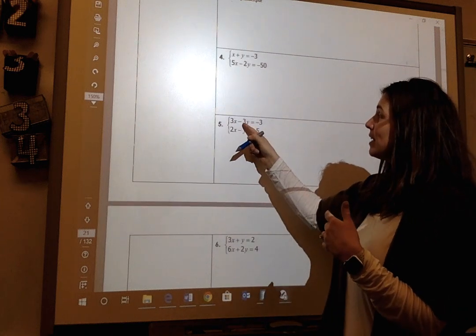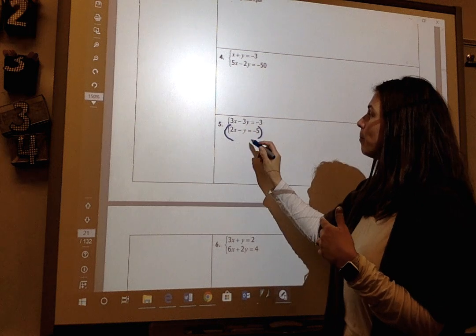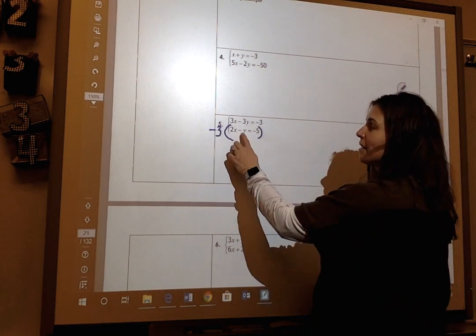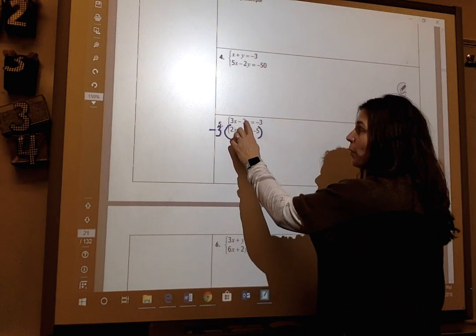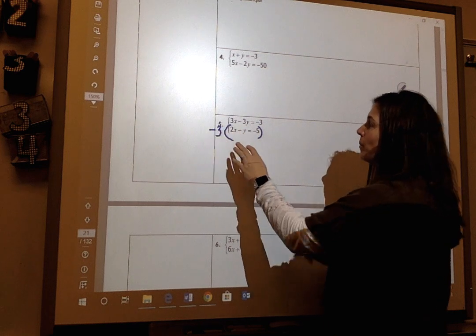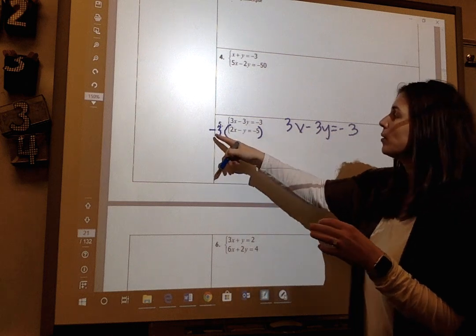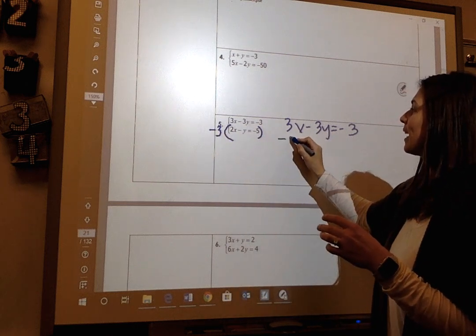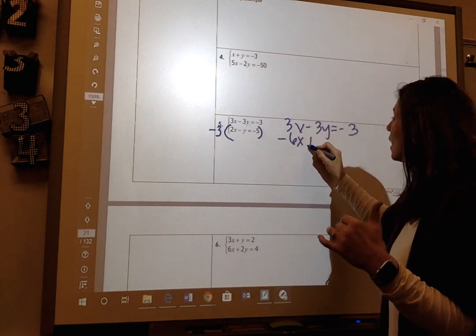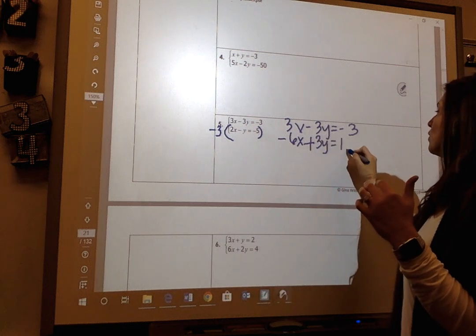Well, if this one's negative 3, I'm going to multiply the bottom one by a negative 3 because I need this guy to be positive. That's the only way the 3's are going to cancel out. So I'm going to keep my original 3x minus 3y equals negative 3, and I'm going to multiply my bottom one by negative 3, and I get negative 6x plus 3y equals positive 15.